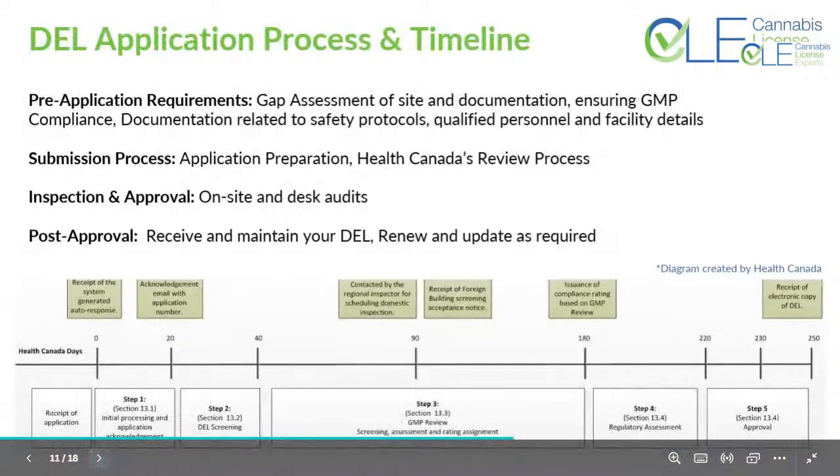So what does the Dell application process and timeline quite look like, or what are the considerations? So we are going to be looking at what you want to do in order to prepare. And what we recommend here at CLE for our existing client base is conducting a gap assessment of your site and your documentation to ensure that you do already have GMP compliance.